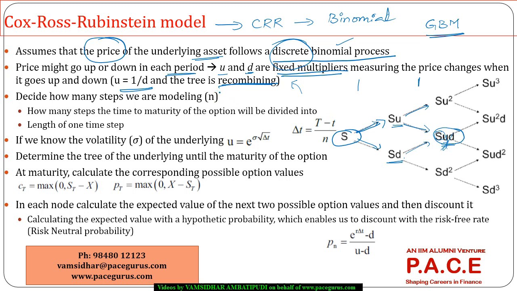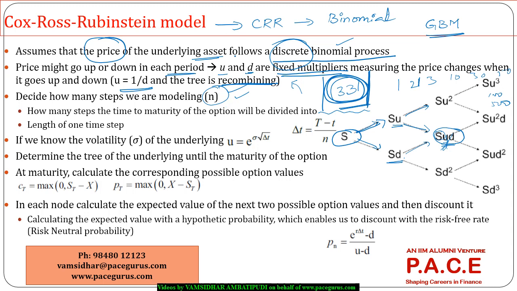Now, as a person who is evaluating the price of this particular option using this model, the first thing is I have to decide how many steps we are modeling. Now we have 33 days for the expiration of our option. How many intervals do I want to break this maturity period into? Do I want 1, 2, 3, 10, 30, 50, 100, 500? That is the number of steps.